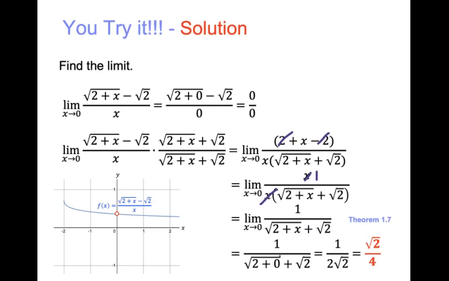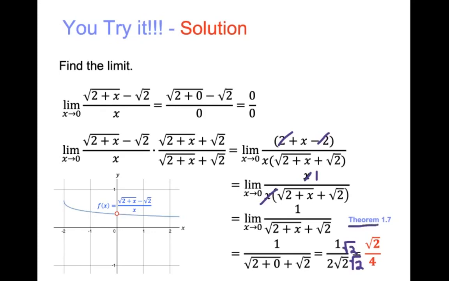Now we can use direct substitution. After we use direct substitution, we end up with 1 over 2 root 2. And then we can rationalize the denominator by multiplying the square root of 2 on the top and the bottom. And we end up with square root of 2 over 4.